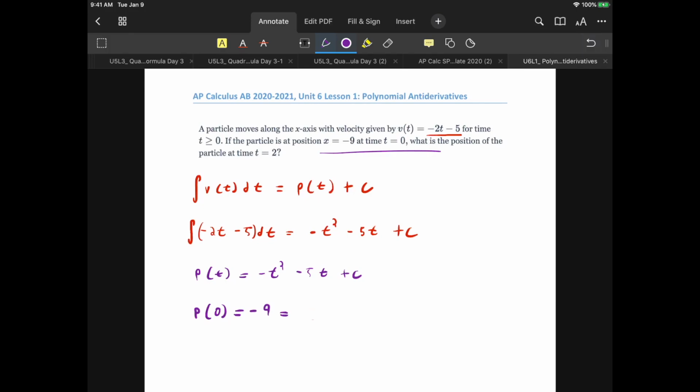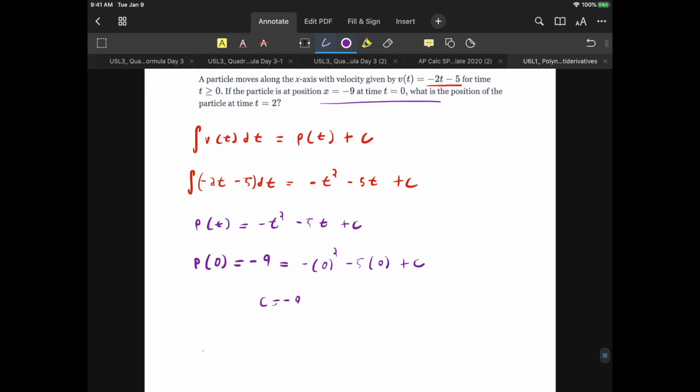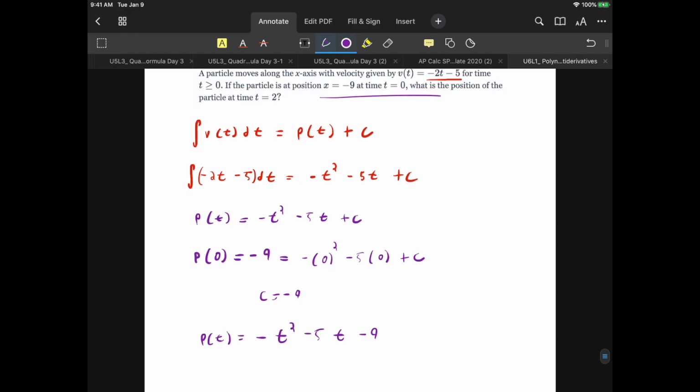Okay, well, hold on. Let me just make sure we see why that's happening. Negative 0 squared minus 5 times 0 plus c. c is equal to negative 9. And so p of t, I now know, is negative t squared minus 5t minus 9. And so I can plug in what is the position at time t equals 2. The position at time 2 equals negative 2 squared minus 5 times 2 minus 9. And you'd work this out. What would this be? Negative 4 minus 10 minus 9. This would be negative 23.